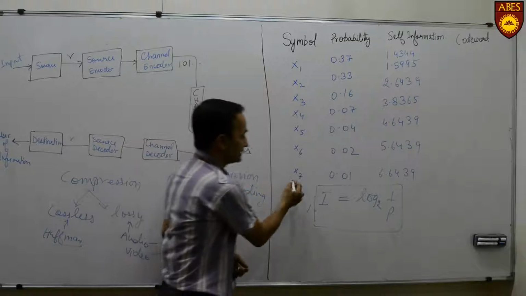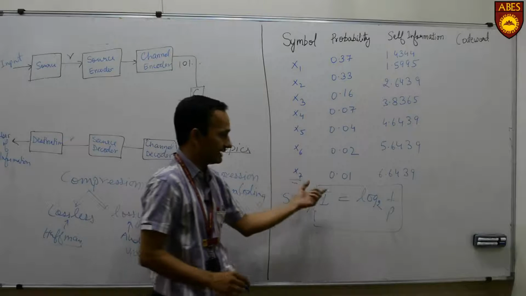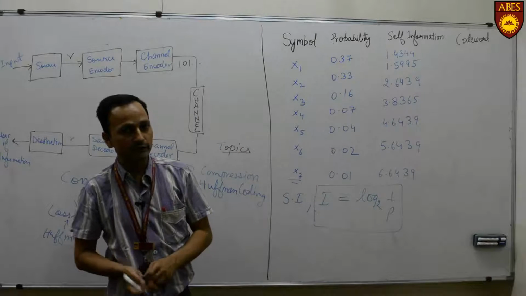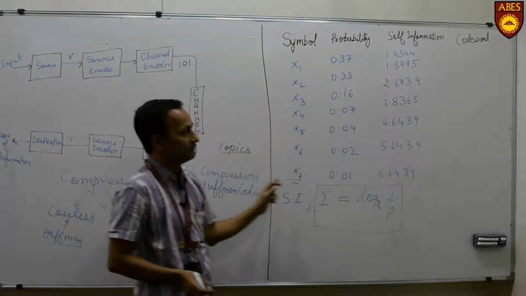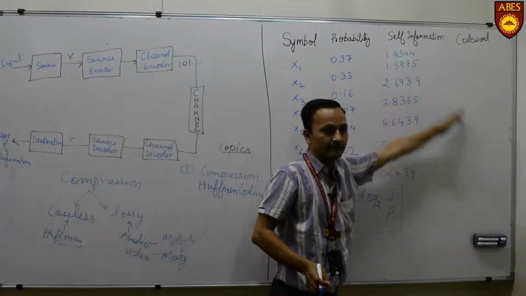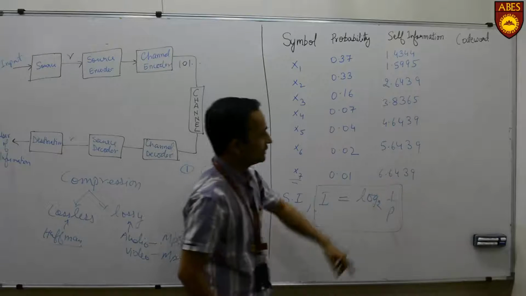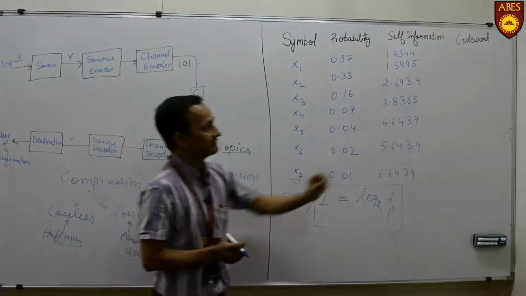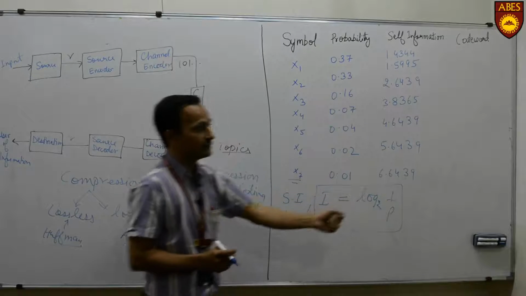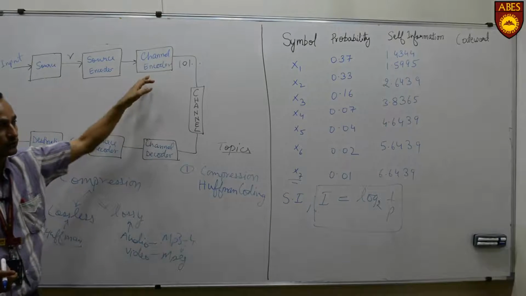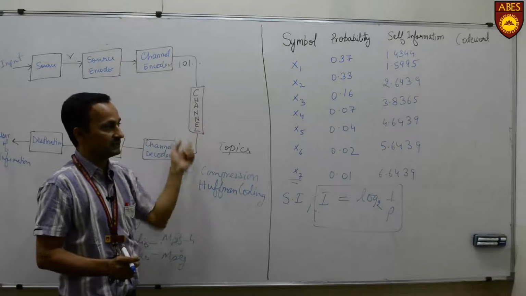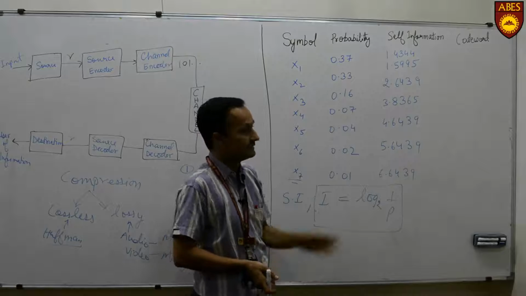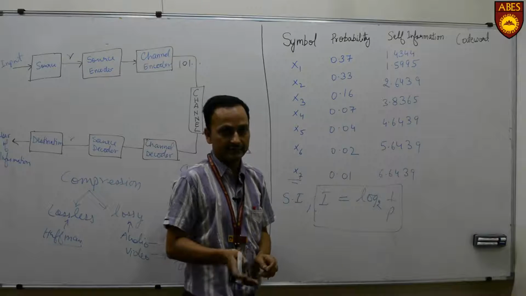Now these symbols are fed to the source encoder. The source encoder will encode these symbols with the code words, which I have left blank here. Now we are going to use the Huffman algorithm. We will understand the Huffman algorithm and generate the code words. These code words will then be given to the channel encoder, which will transmit the information through the channel. How we calculate these code words, we are going to study next.